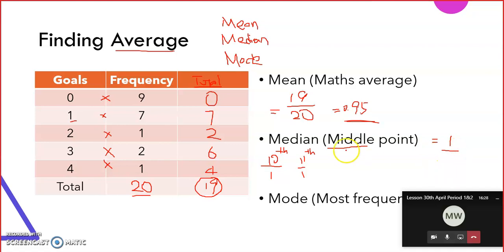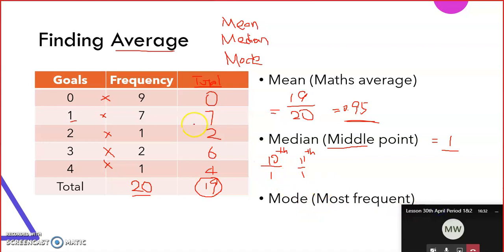Okay, so the last bit is the mode. We use the most frequent, which means it has the highest frequency. In this case, the highest frequency is 9, and the number of goals is 0. So unfortunately, if you use the mode to analyze that, we see that in most matches, even though Messi is a great soccer player, he scores 0, which is normal. It's a soccer match, right?